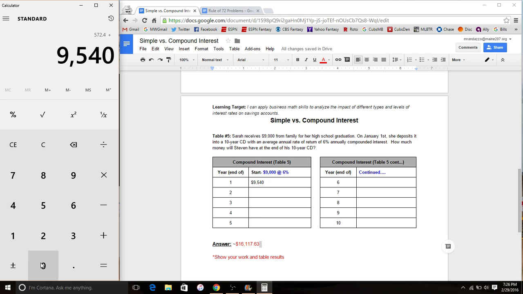We're going to have to add that to what we have here to see what our new amount is. Add it to 9,540. Wow, now we have $10,112.40. All right. Now what do we do with this number? Multiply by 0.06. Take that number, add it to the one before it. And now we have $10,719.14.